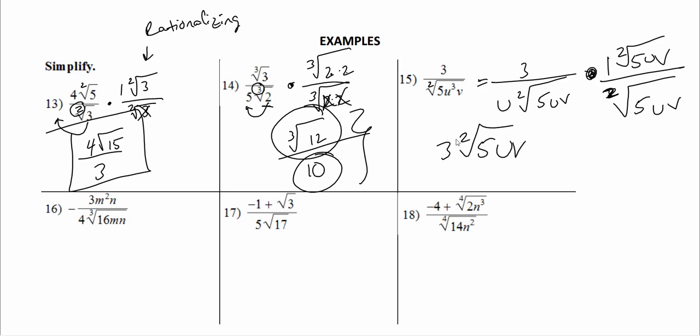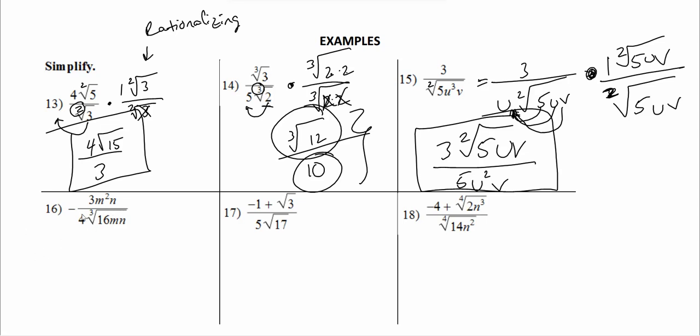Remember, I don't need to write that 2 for the square root. It's understood, but if you want to write it, be my guest. That's just more writing for you. Now let's multiply the bottoms. Because I have 2 of everything here, a 5 gets pulled, a u gets pulled, and a v gets pulled. So I'm left with a 5. I pulled out a u, but I had a u already there, so it's u squared. And then I got a v that comes out as well. That's it for number 15.